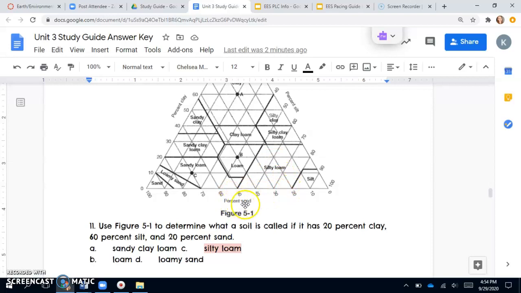So sand is on the bottom. Here's that 20% sand, and we would follow that up at an angle. So the place where the 20% clay, the 60% silt, and the 20% sand intersect should be silty loam. And silty loam would be the classification of our soil texture.